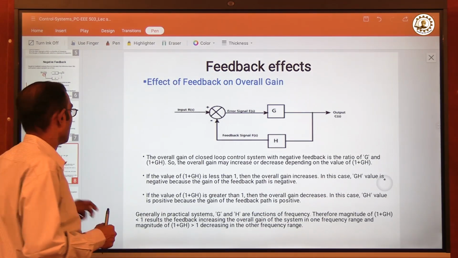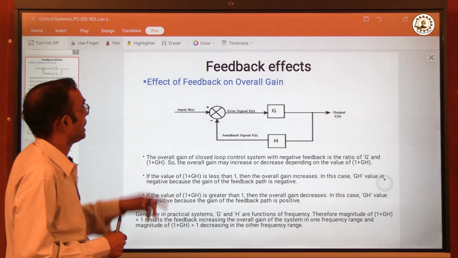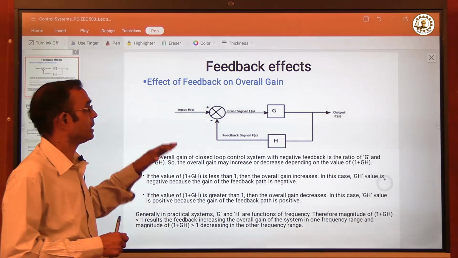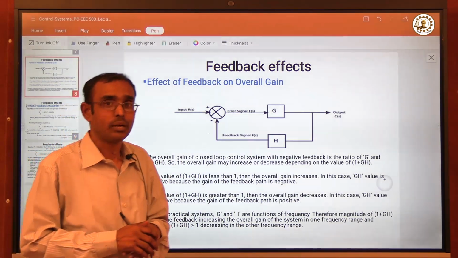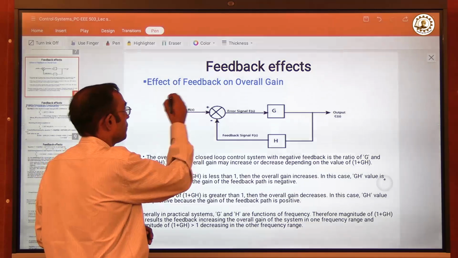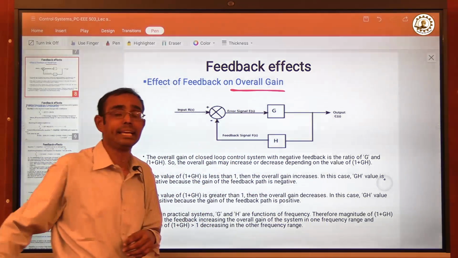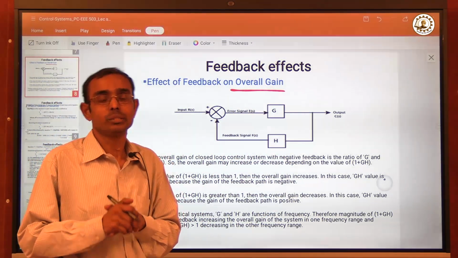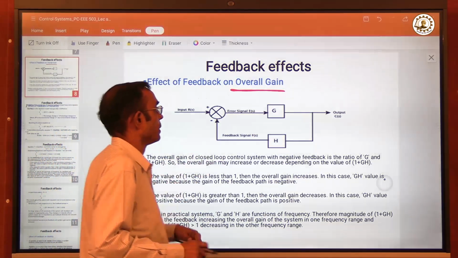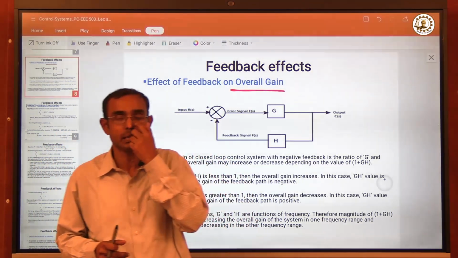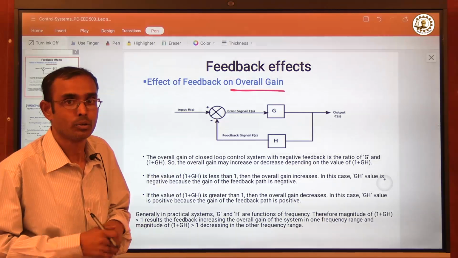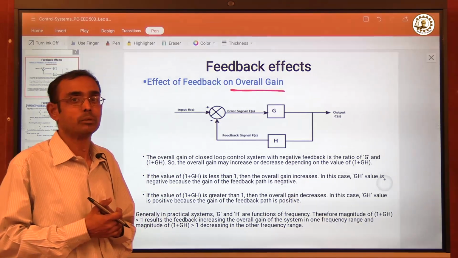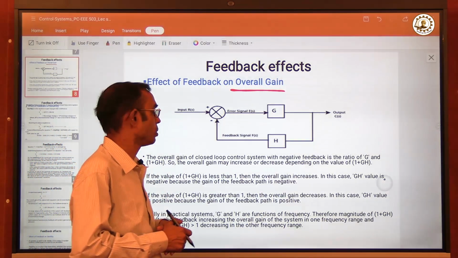Next, let us see the feedback effects. There are many feedback effects. First, most importantly, the effect of feedback on overall gain. Because in a control system, there are some components whose gains are very much essential to get the proper mathematical explanation for the working of the system.